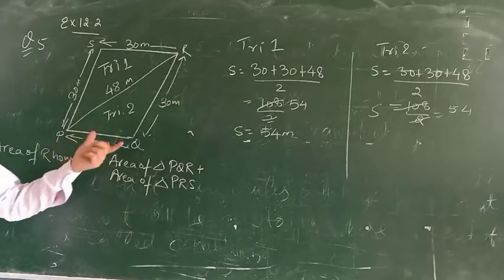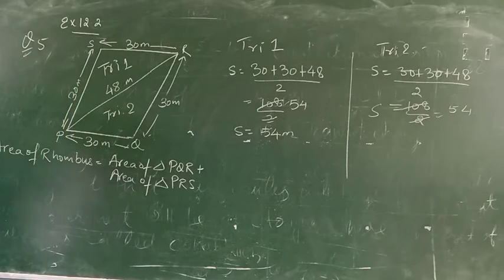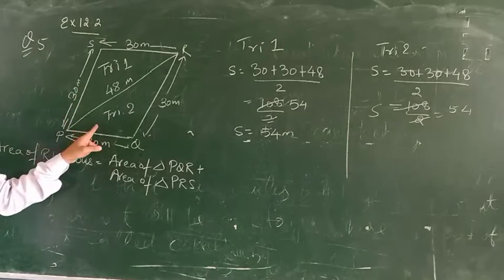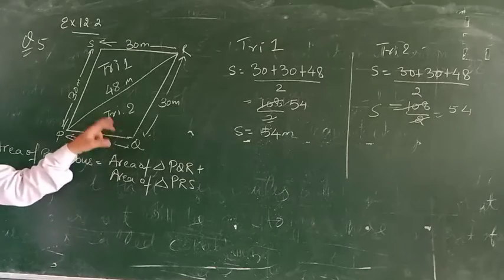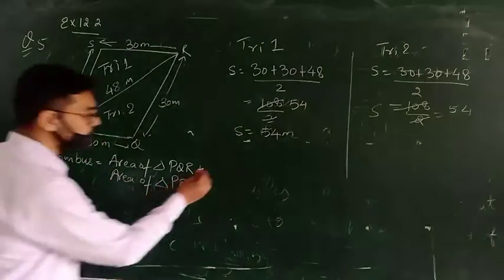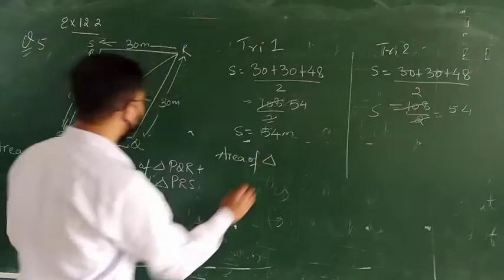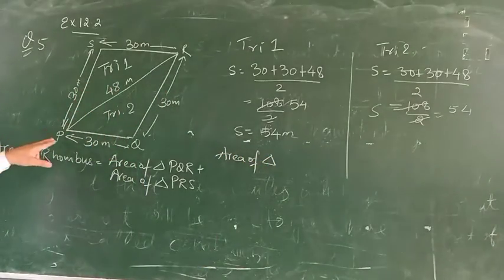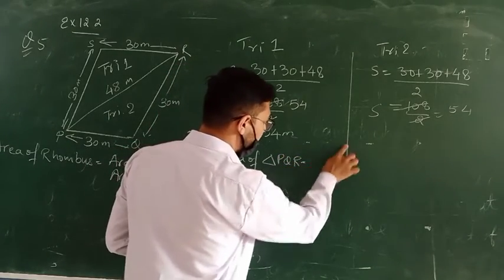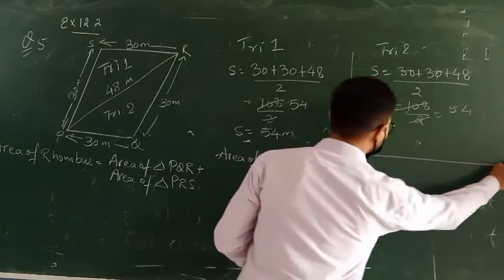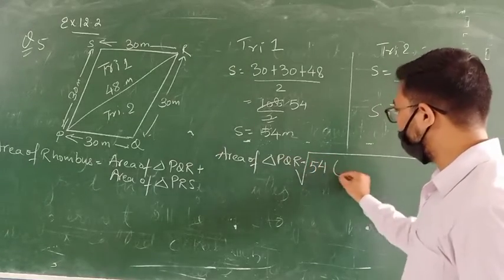Instead of calculating the area of these two triangles using Heron's formula, what you can do is calculate the area of one triangle and multiply it by 2. The reason is there are two triangles. You can calculate the area of any triangle, let's say PQR. So how do you calculate the area of this triangle? S is 54.